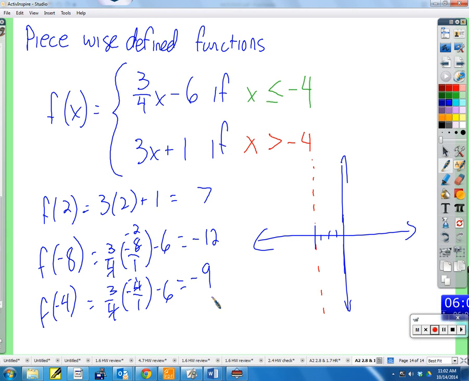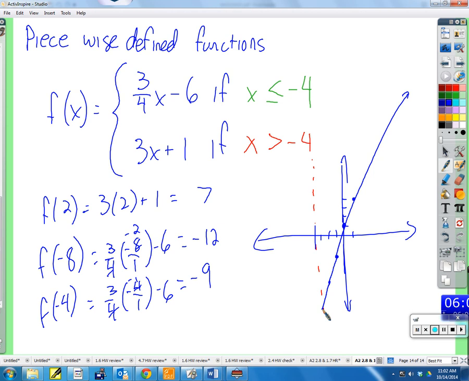Does that make sense? Now, for the graph, the decision is the same. If I'm going to graph this function, 3x plus 1, where do I graph it? For these x values, I'll use this graph. The graph's pretty easy. It's got a y-intercept of 1 and a slope of 3. And it goes back this way too: down 3 to the left one, down 3 to the left one, until we get to the cutoff point. X is negative 4. Then it stops.